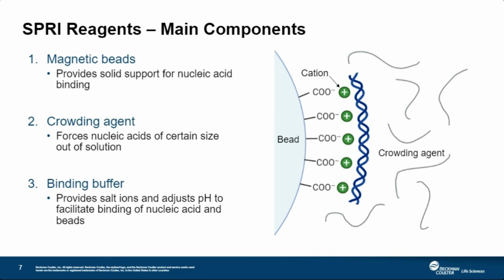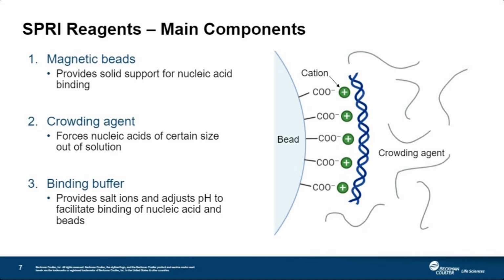You then have a crowding agent, and the goal of the crowding agent is basically to squeeze your nucleic acid out of the solution and drive it to bind onto the beads. The concentration of that crowding agent is really critical. That concentration is what determines the size selection. The crowding agent determines the size of the nucleic acid that's going to bind to your solid surface magnetic bead.